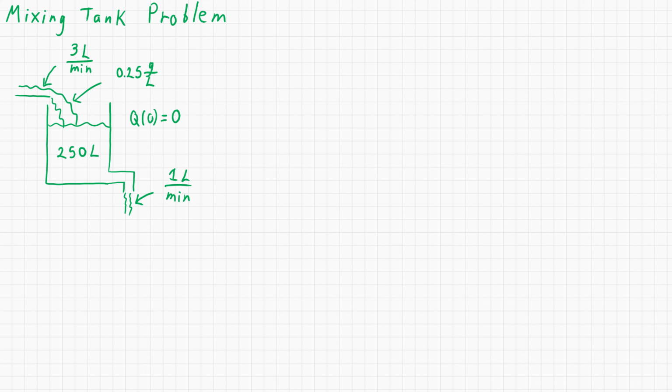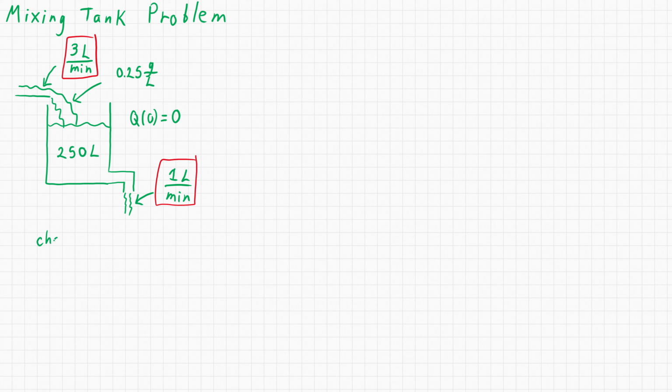This mixing tank problem is a little bit different because the inflow and outflow are different. In this case, we have 3 liters per minute coming in, but only 1 liter per minute going out. So we'll have to deal with that inside of the ODE. In order to do that, it's the same thing as before.